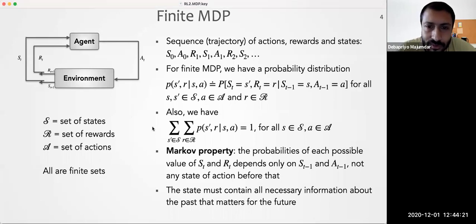Is this probability distribution clear, and the agent interface, the agent-environment interface, clear? Okay, all right.